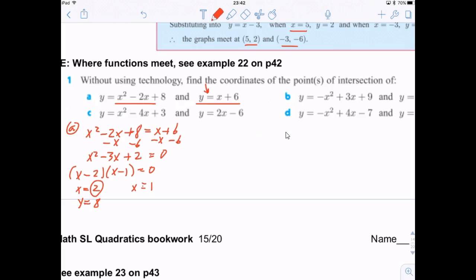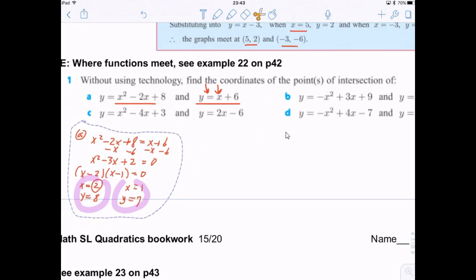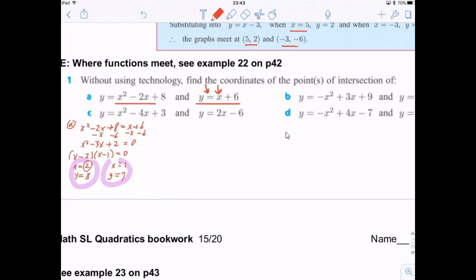What about x equals 1? If you put x equals 1 in here, then you get 1 plus 6, and you find out that y equals 7. So these are the two pairs of coordinates which work for the A pair of quadratic and line equations. Okay? Now let's look at B.